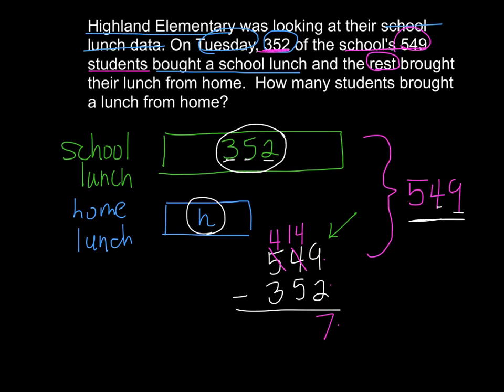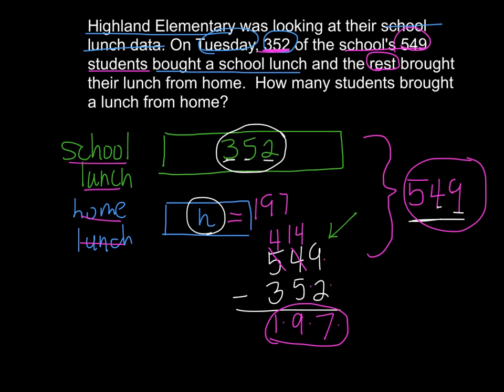14 minus 5 is 9, because 9 plus 5 is 14. 4 minus 3 is 1, because 1 plus 3 is 4. So I now know that 197 students brought a home lunch. So in this case, you have the 2 bars representing the 2 categories. And over on the end, you have your bracket showing your total.